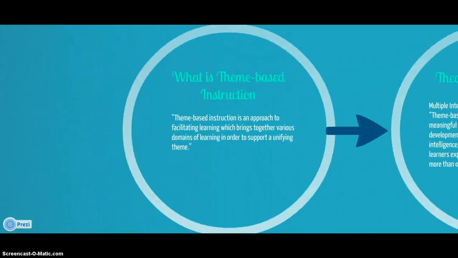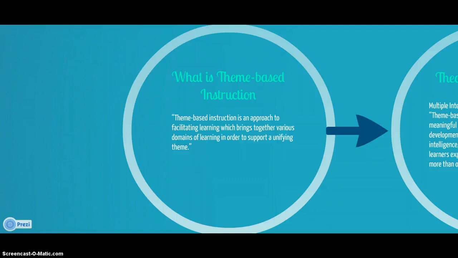So the first thing that we need to look at is what is theme-based instruction? Theme-based instruction is an approach to facilitating learning which brings together various domains of learning in order to support a unifying theme. So essentially that means that you find a common theme that you can apply to a lot of different domains, for example, mathematics, English, art, and then you develop a curriculum that would teach elements of all of those in that specific context.